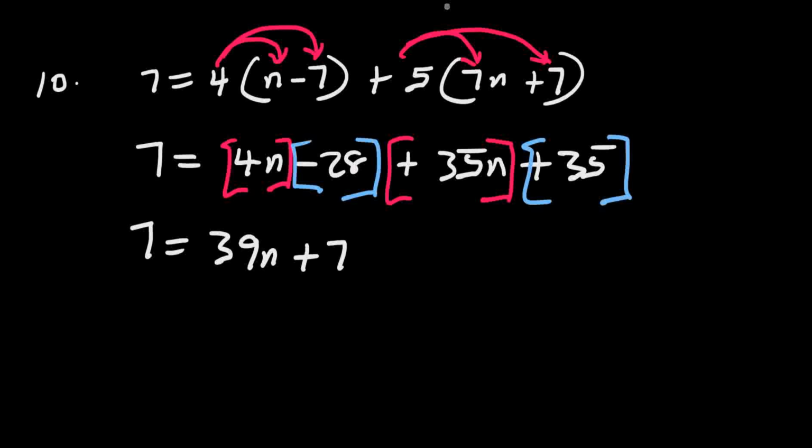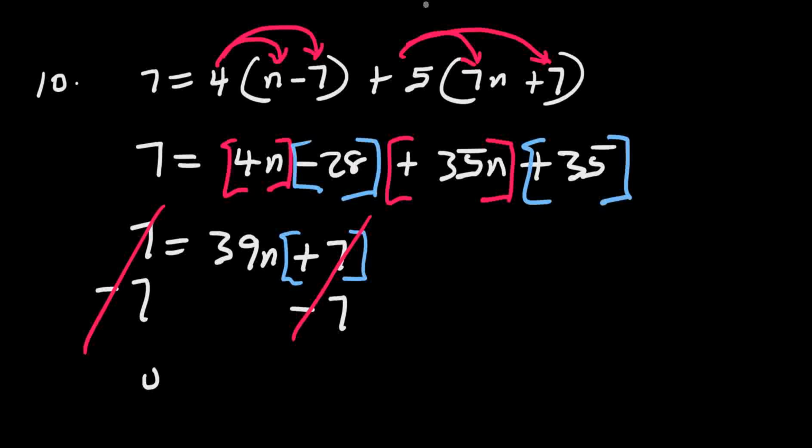So now we can isolate 39n by eliminating 7 from here, plus 7 from here. So this is positive 7. So to remove this from here, we can only do that by subtracting 7 from both sides. Subtract 7 from both sides, and plus 7 minus 7 is 0. So this becomes 0. Also on the left side, 7 minus 7 is 0. So you can as well strike it from here.